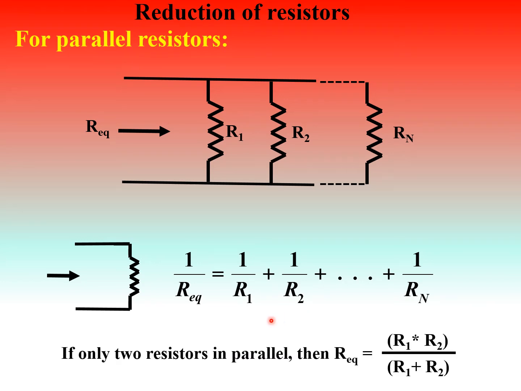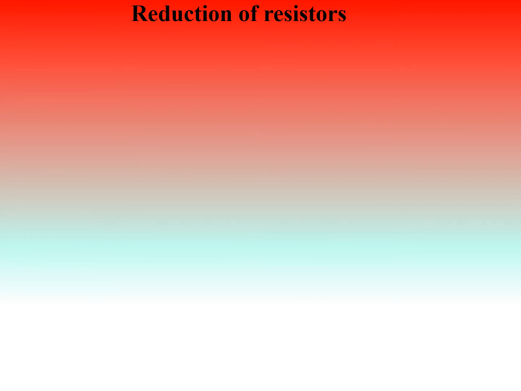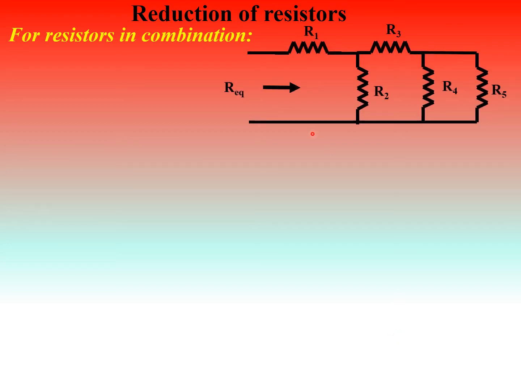Now if there are only two resistors connected in parallel, then 1 by R equivalent equals 1 by R1 plus 1 by R2. If we apply multiplication, we get R equivalent equals R1 R2 by R1 plus R2 if there are only two parallel resistors. If there is a combination of resistors, that means a series and parallel combination, as shown here in this image, these resistors also can be reduced into an equivalent resistor, but we have to go step by step from the output end to the input end slowly.